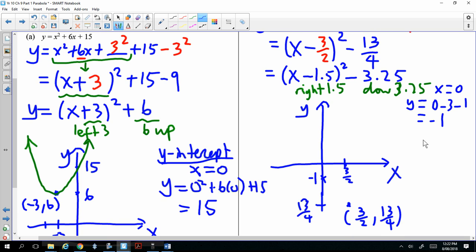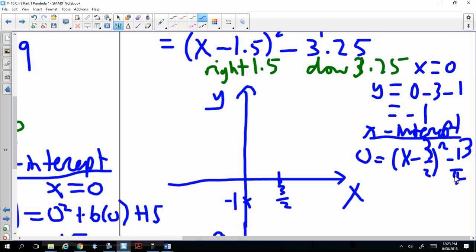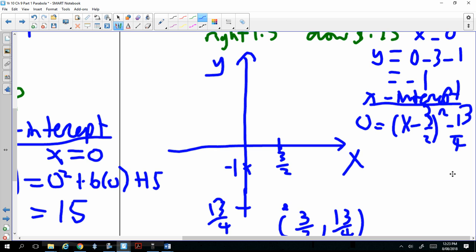And to find the x-intercept, you put y equal to 0, but use this form, x minus 3/2 squared minus 13 over 4. Okay, so we're going to solve this equation. Now run out of room. Let's find the x-intercept. So you move this term to the other side. So write 13 over 4 equals x minus 3 over 2 squared. Like that.